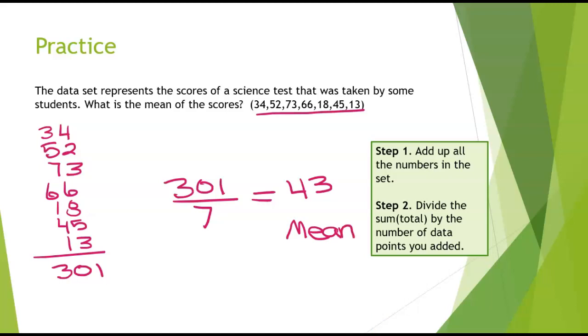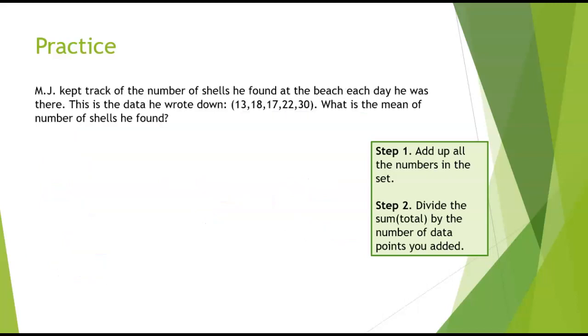If you do this for every problem, you'll get the mean, you'll understand it. MJ kept track of the number of shells he found at the beach each day he was there. He wrote this data down: 13, 18, 17, 22, and 30. He wants to know, what is the average number of shells I found? So he has to add them together.